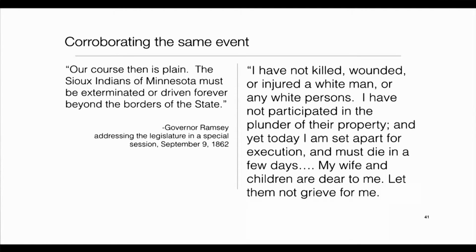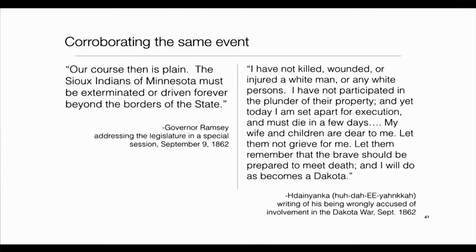My wife and children are dear to me. Let them not grieve for me. This is from our 6th grade history textbook.